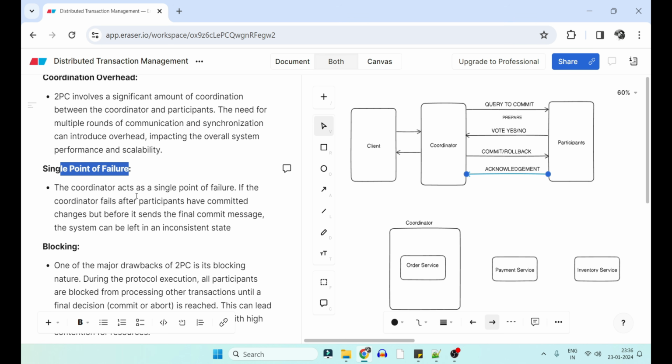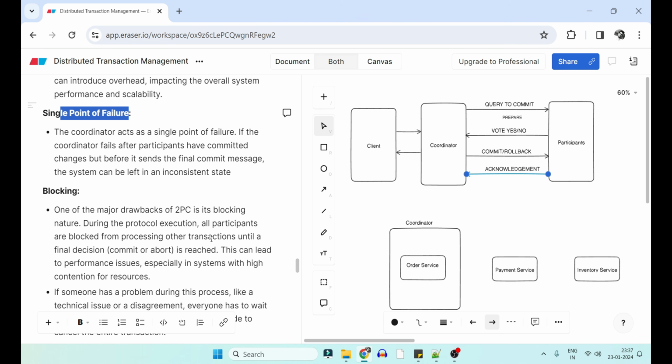Also, there is a single point of failure. If the coordinator, that is order service, dies, what happens? Nobody gets the commit message. Everybody is left in a dilemma whether they have to commit or they have to roll back, and whether other microservices are up and running or not. So this is a case of single point of failure. If the coordinator does not send the commit or rollback, everybody is in an inconsistent state.